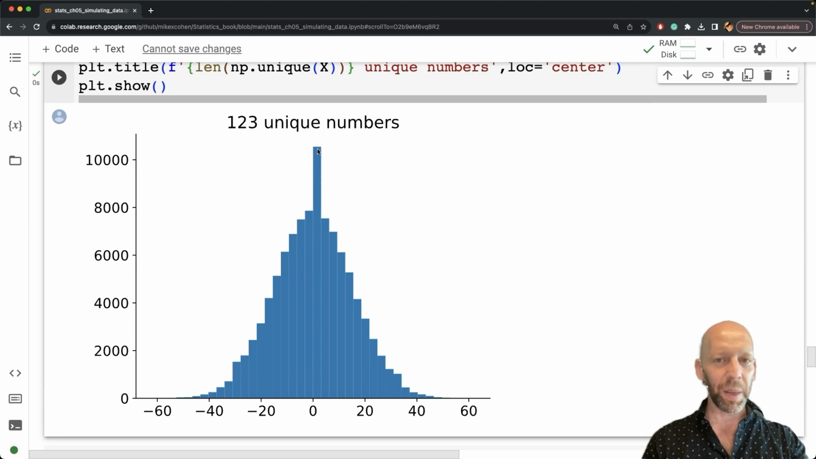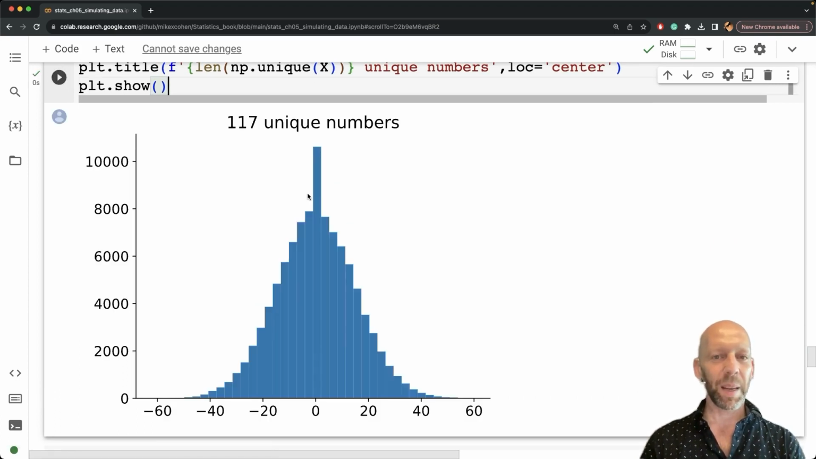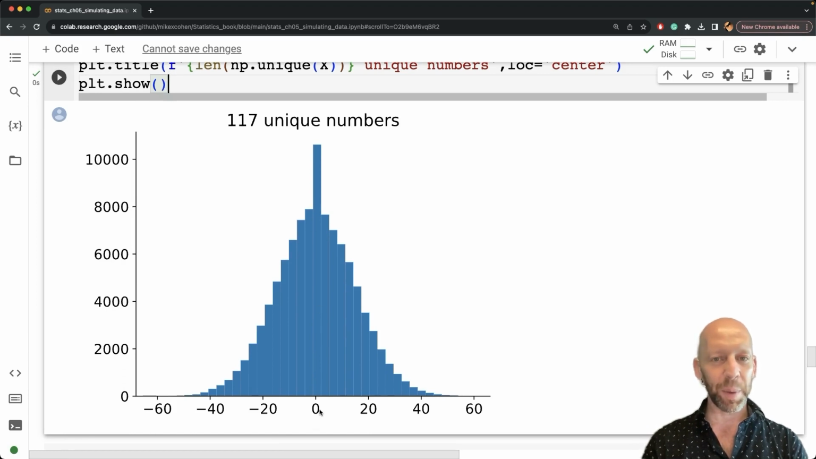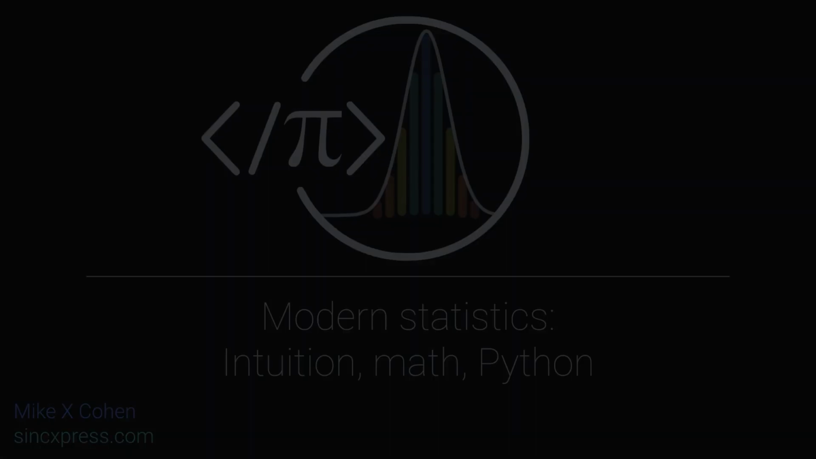Looks like there's a big spike up here, but that's in part related to the fact that it overlaps with 0 here. Cool. So I hope you enjoyed working through this exercise. You learned how to create integers with a normal distribution shape.